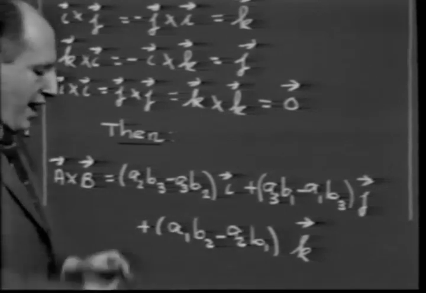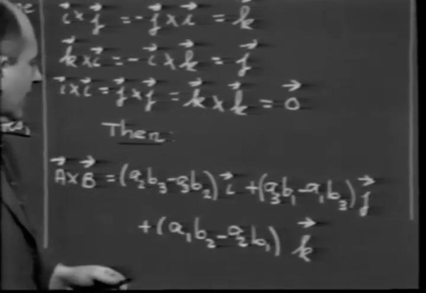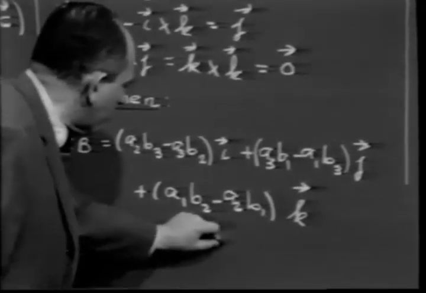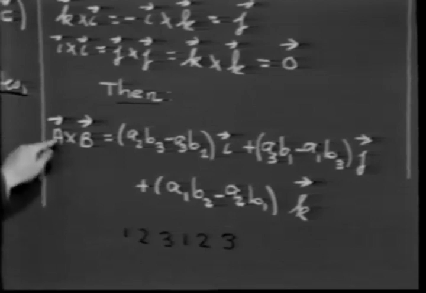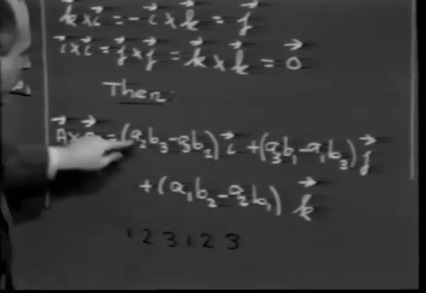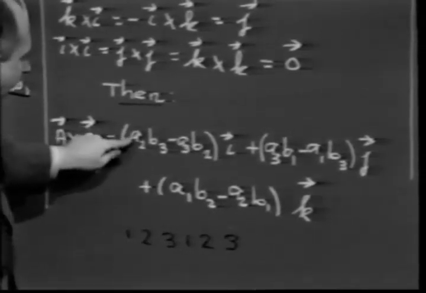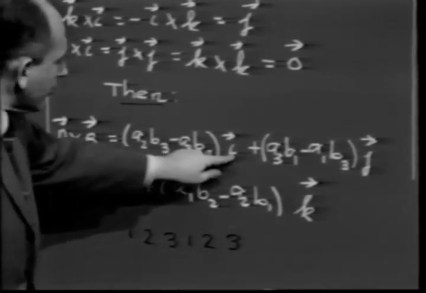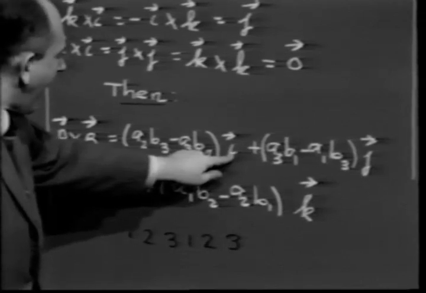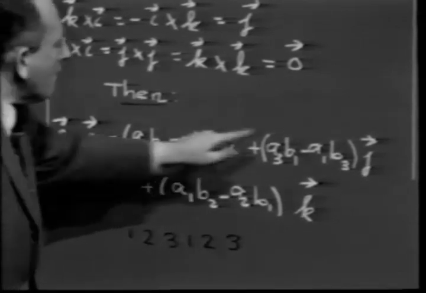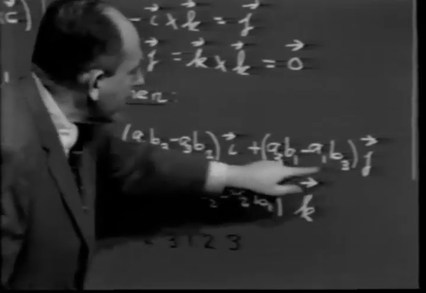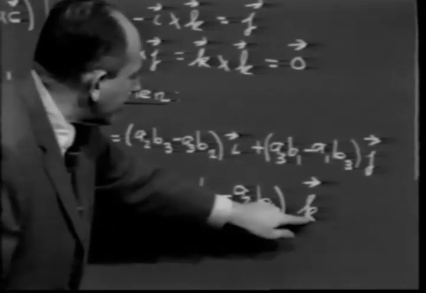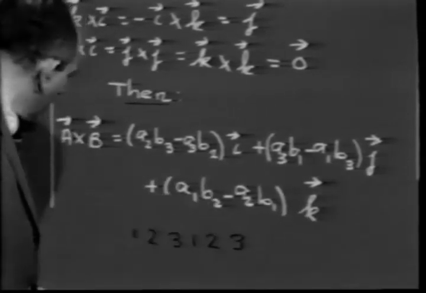A1B2 minus A2B1. And if you want a convenient way of memorizing this, again, write 1, 2, 3 in their correct sequential order. And what you're saying is each term in A cross B involves what? An A factor followed by a B factor. The subscripts involve the component which isn't present. See, for the first component, i, the subscripts are 2 and 3. For the second component, j, the subscripts are 3 and 1. And for the third component, k, the subscripts are 1 and 2.